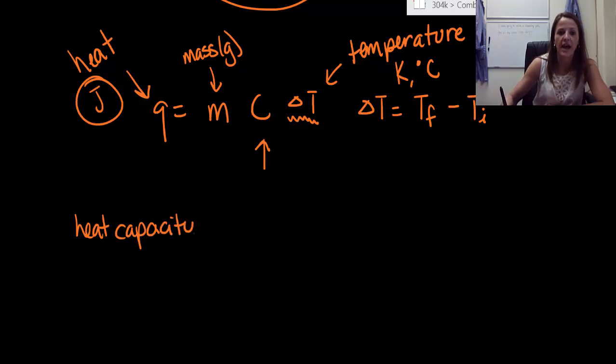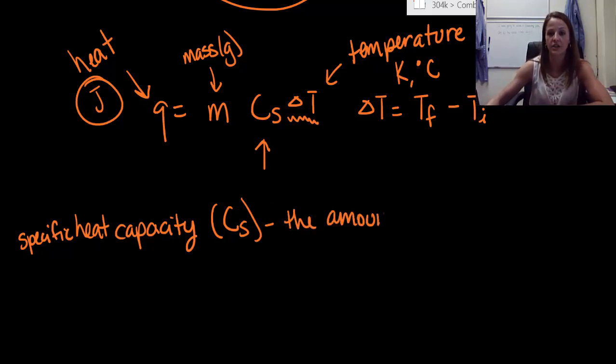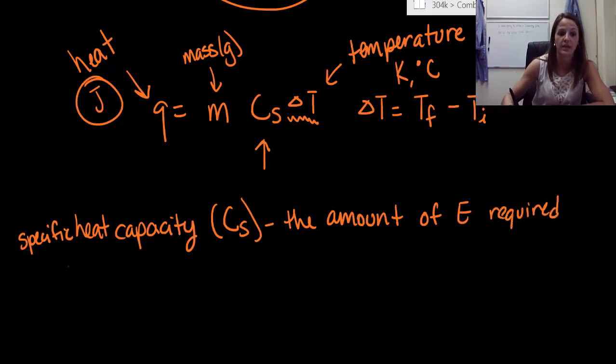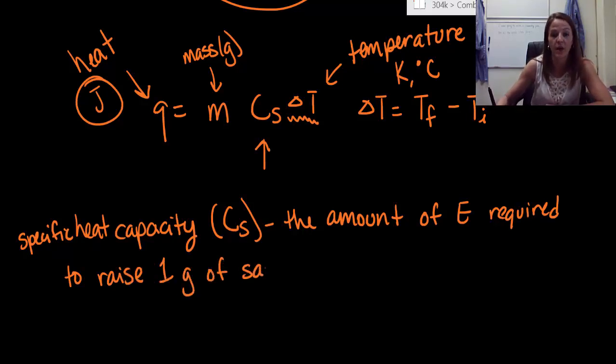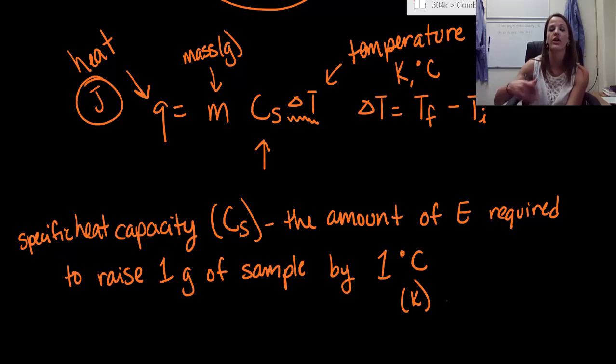Now I want to make it more specific by adding the word specific: specific heat capacity, which is big C, little s. Make sure you get this definition down. It is the amount of energy that is required to raise 1 gram of sample. It is very, very specific. That 1 gram is actually why we use the word specific. So it's 1 gram of sample by 1 degree Celsius. I'm also going to say it could be 1 Kelvin. It just depends on how your constant is given to you.